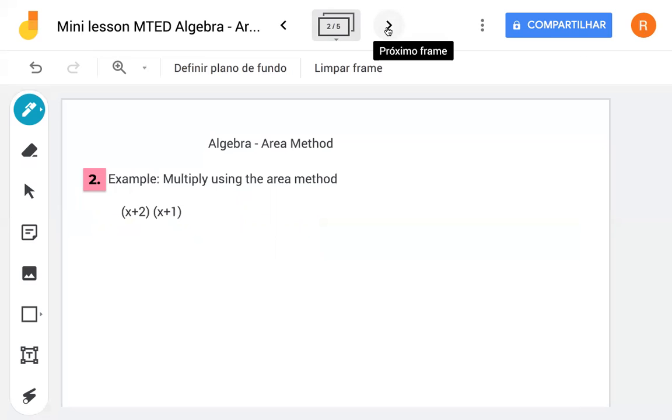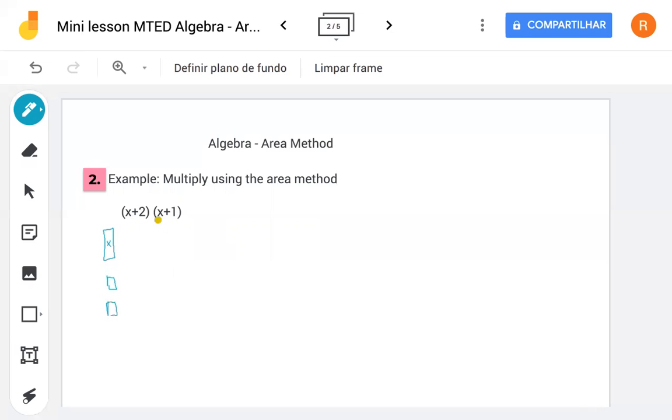Example 2, okay? So here's box number 2. We are going to multiply using the area maths. I have to create x plus 2 multiplied by x plus 1. So, as we learned in box number 1, x looks like this. It's my x, and 2 I can write as 1 plus 1. So this one represents x plus 2.